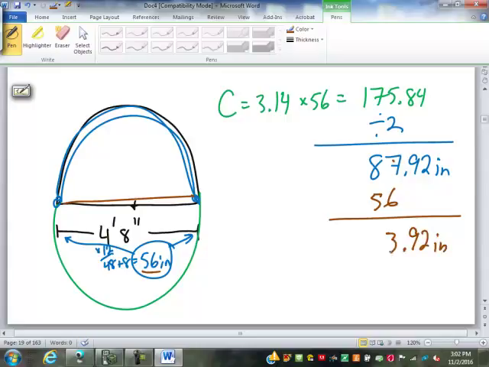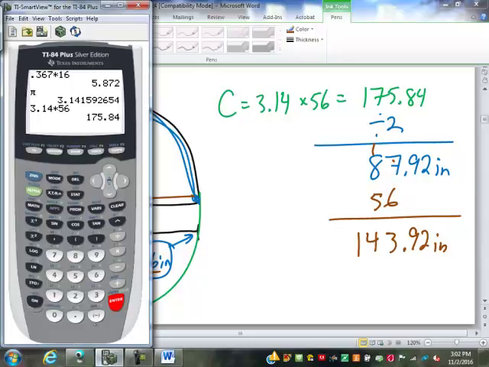7 plus 6 is 13. 3 carry the 1. 1 plus 8 is 9. Plus 5 is 14. So 4 carry the 1. 143.92 inches. So let's see, our calculator spits that out at us. 143.92 inches. How do I convert that into feet and inches? And then let's say we're still going to the nearest eighth.